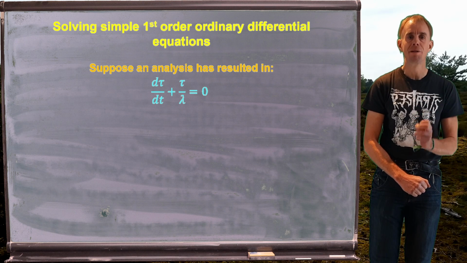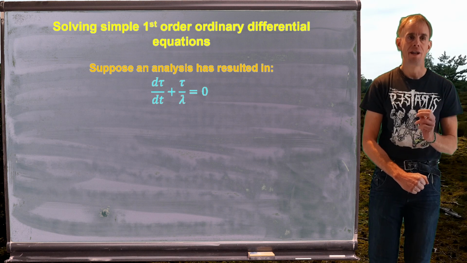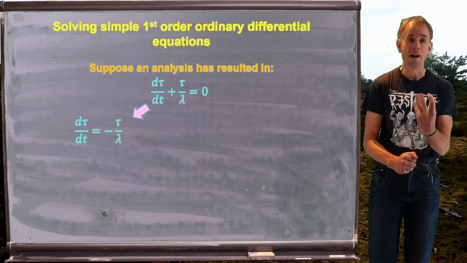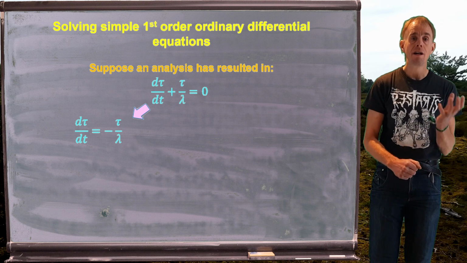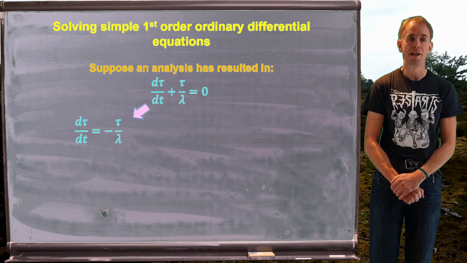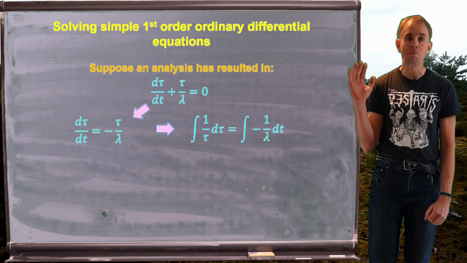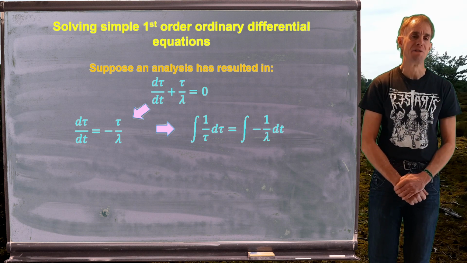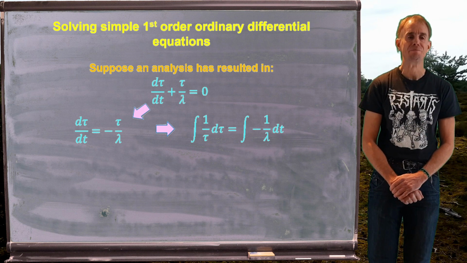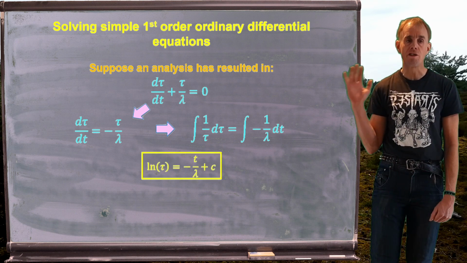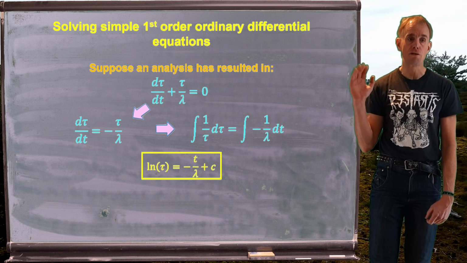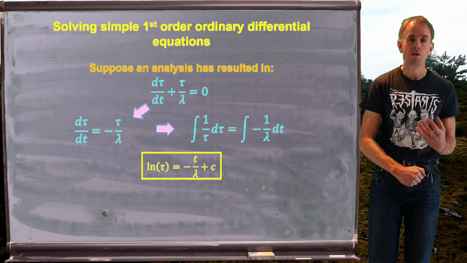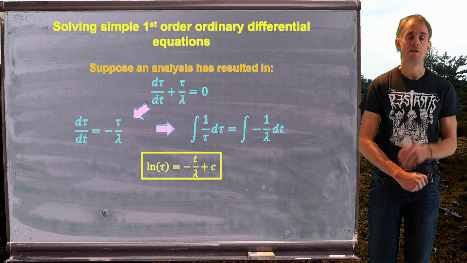Now that equals 0 bit is really useful, because of course we can simply take the term of interest which includes tau, that's the tau over lambda term, over to the right hand side of the equation, as I've done there, and then we can simply write our integral and directly integrate. It's a dream scenario. It's an easy way to solve a differential equation. And so when we integrate, we simply get that the natural log of stress, the natural log of tau, is equal to minus t over lambda plus whatever constant of integration results from that integral.